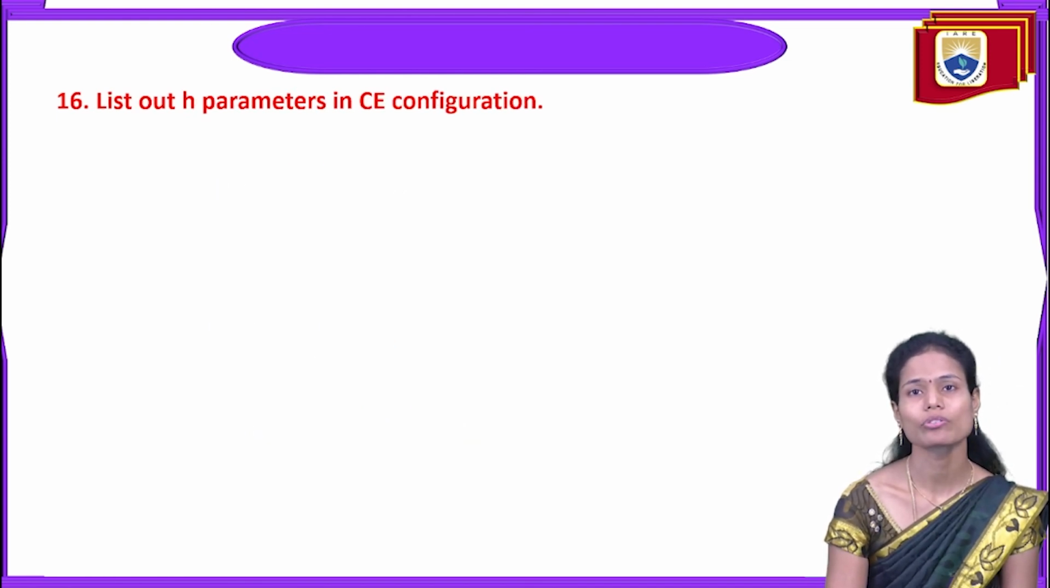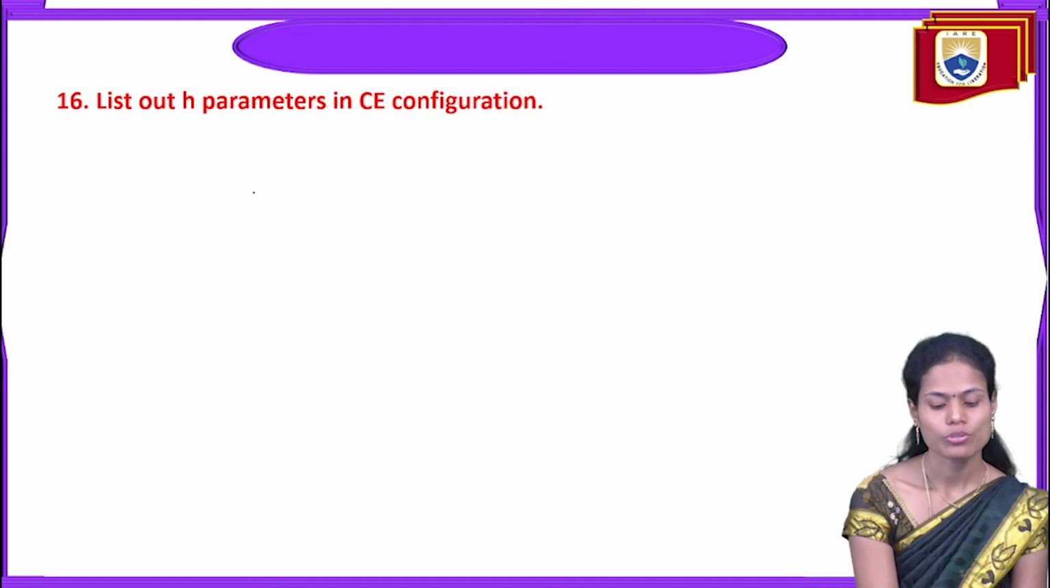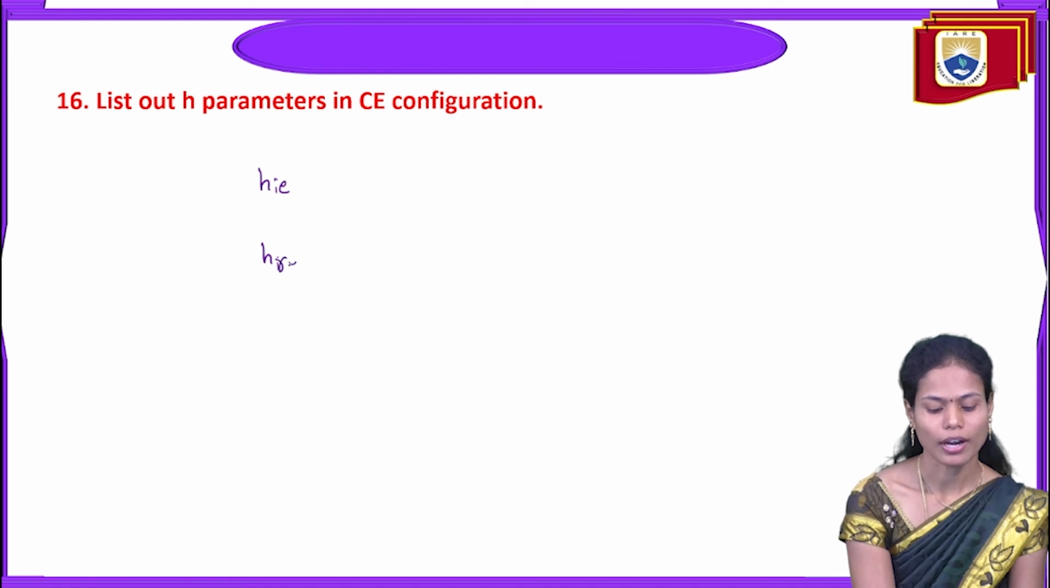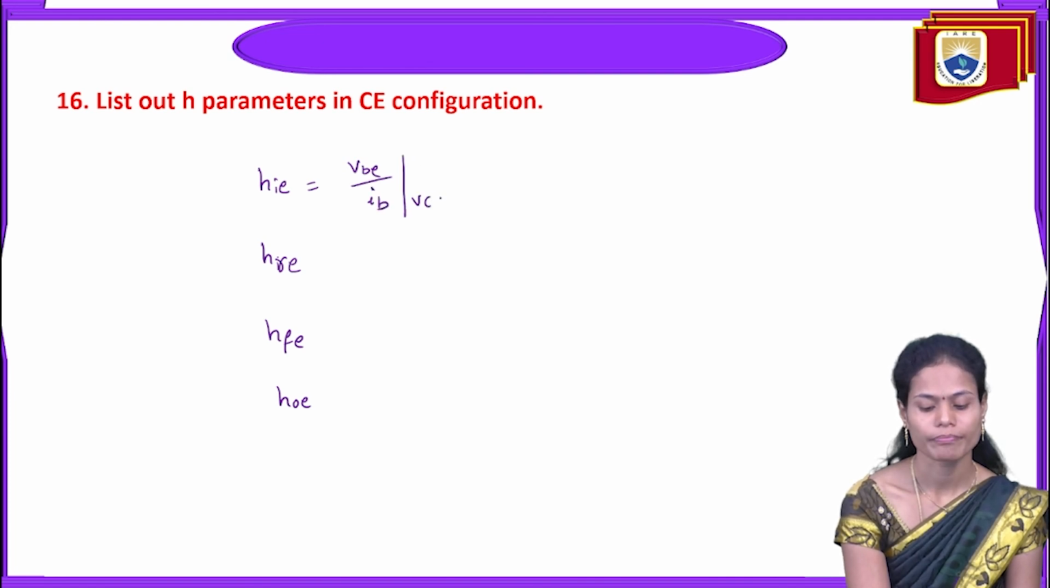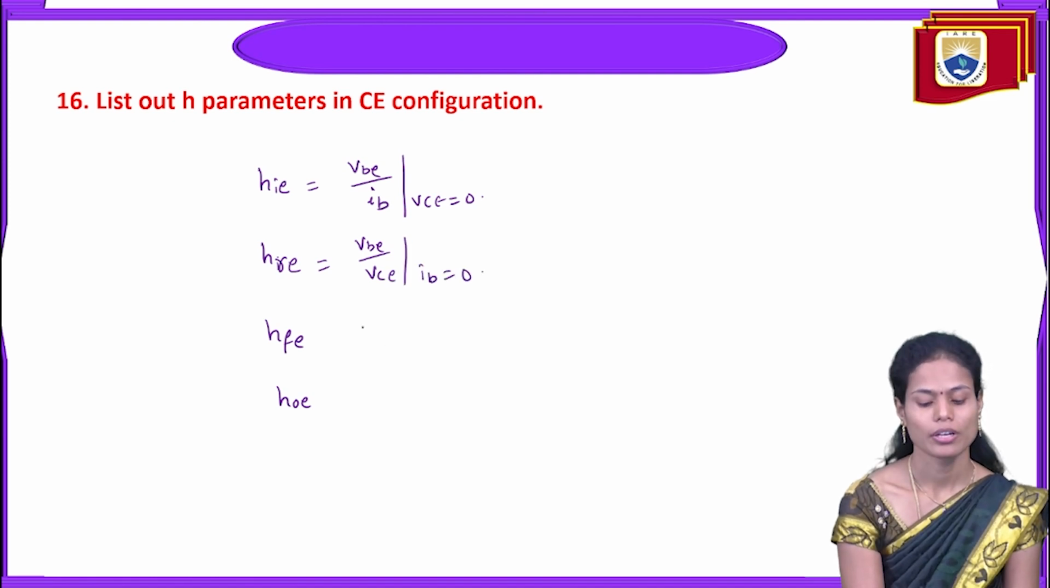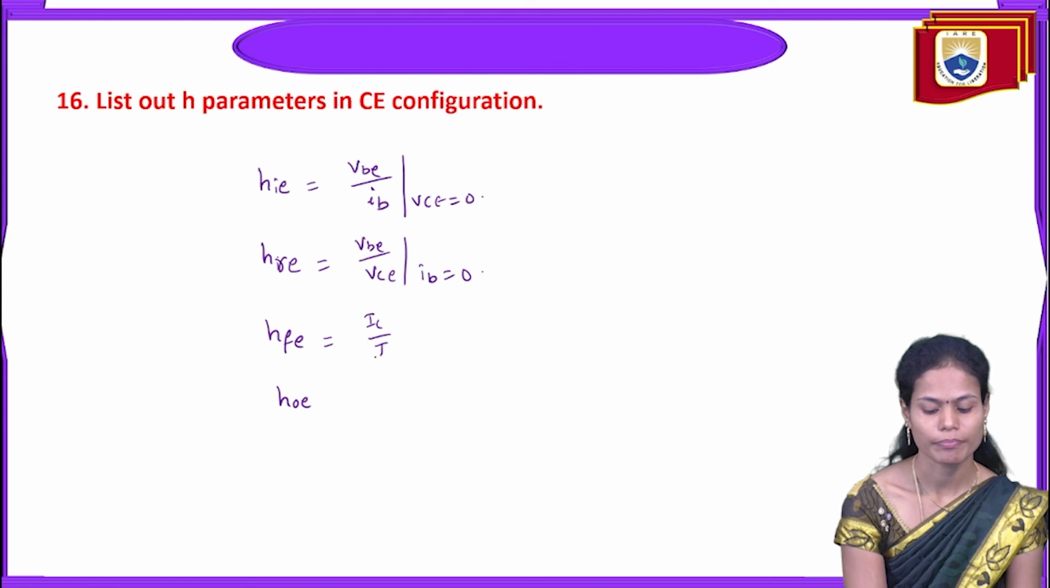And next list out the H parameters in CE configuration. So in the CE configuration, we are having HIE, HRE, HFE as well as HOE parameters. So this input impedance is VBE by IB whenever VCE equal to 0. Reverse voltage gain means VBE by VCE whenever the IB current is 0. Forward current gain means IC by IB whenever VCE equal to 0.